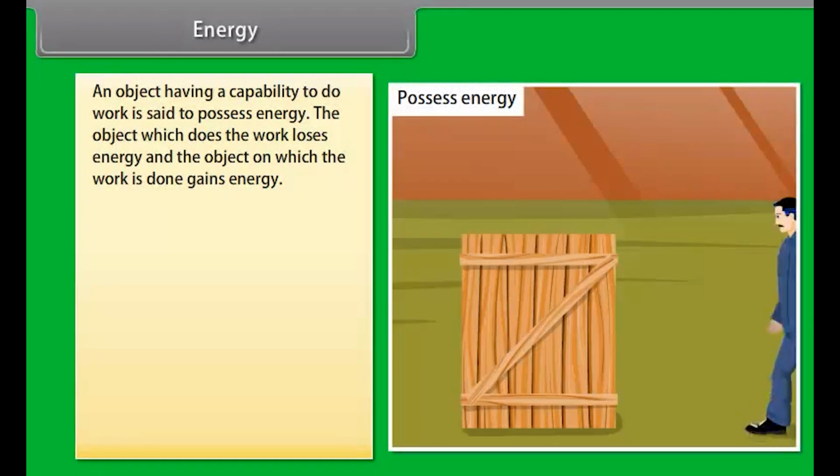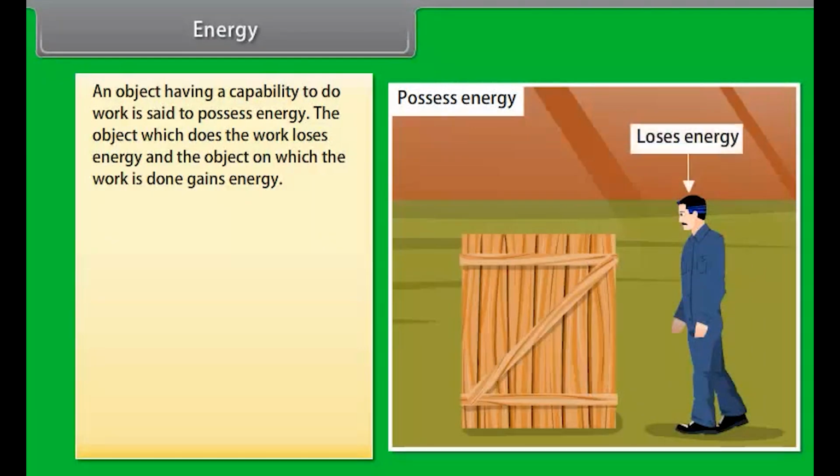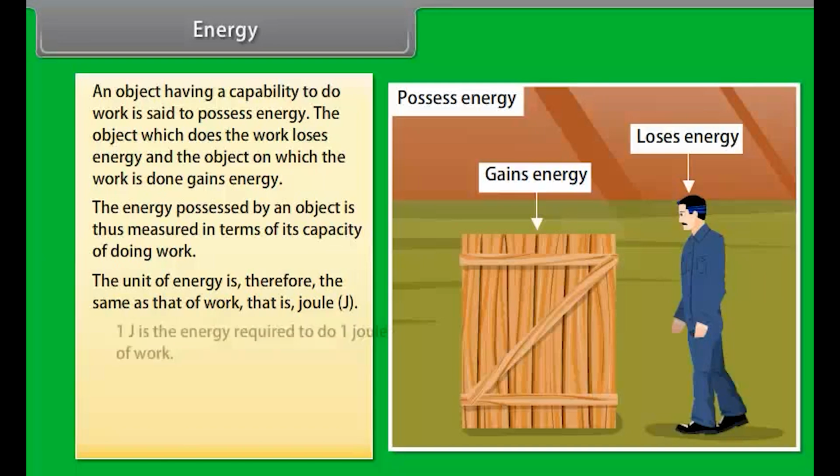An object having a capability to do work is said to possess energy. The object which does the work loses energy, and the object on which the work is done gains energy. The energy possessed by an object is thus measured in terms of its capacity of doing work. The unit of energy is, therefore, the same as that of work, that is, joule. 1 joule is the energy required to do 1 joule of work.